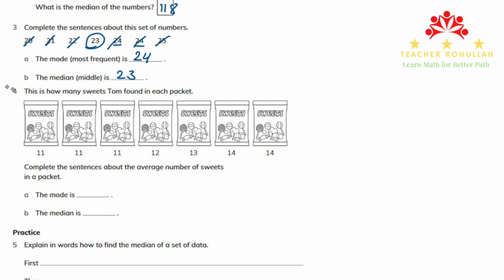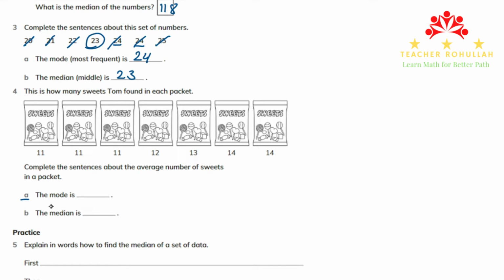In question 4, it says, this is how many sweets Tom found in each packet. So in the first one, we have 11, 11, 11. We have 12, 13, 14, and 14. Here it says, complete the sentences about the average numbers of sweets in a packet.